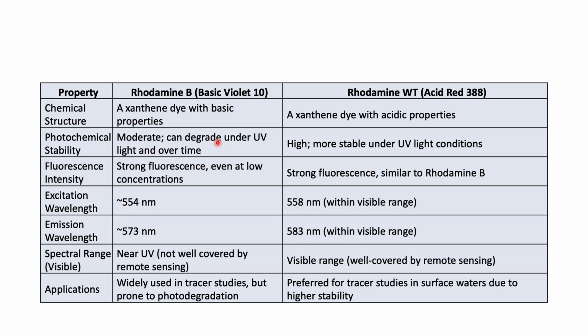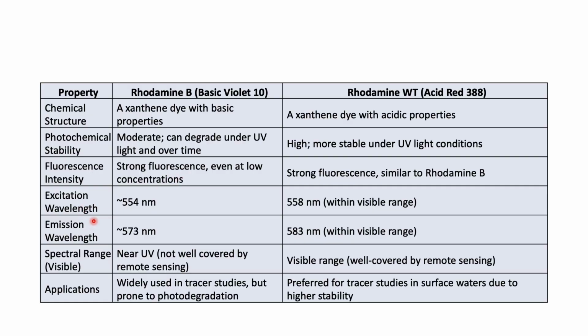So this is having a limitation. We will look at what the limitation is. Whereas rhodamine WT has high stability towards photochemical degradation, and it is more stable under UV light conditions. So this is a very, very important thing. That's the reason people use rhodamine WT in dye tracing analysis in the Arctic region. And when we look at the fluorescence intensity, rhodamine B and rhodamine WT both have strong fluorescence, and even at a low concentration they fluoresce very effectively.